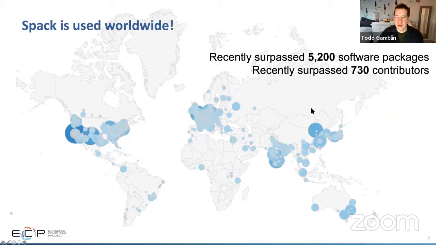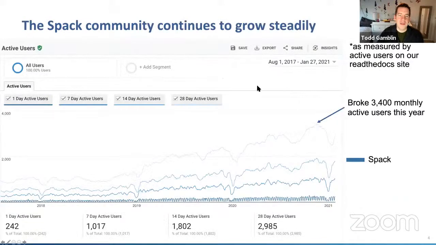It's used all over the place, and I get this map from the same place Kenneth does. I actually stole this idea from him, and I think this shows that we have a lot of usage around the world. This is our best estimate of number of Spack users, is how many people are actively using the documentation site. You can see that back here in 2017, when we started these stats, we were just under 1,000 users on the documentation site every month. So the top line is 28-day active users, so monthly active users. It's been going up steadily, and we broke 3,400 monthly active users this year.